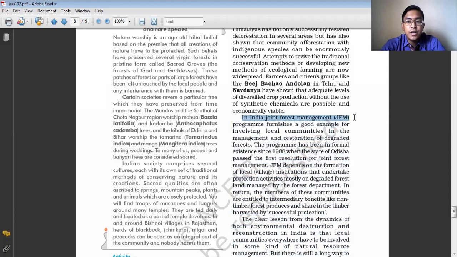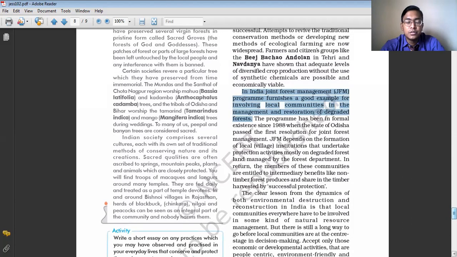In India, the Joint Forest Management Program furnishes a good example for involving local communities in the management and restoration of the degraded forest. It has become a successful program, where there is an involvement of the local communities to restore and revive the degraded forested areas.